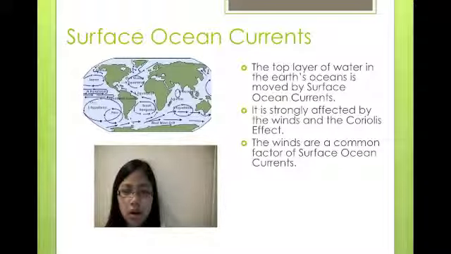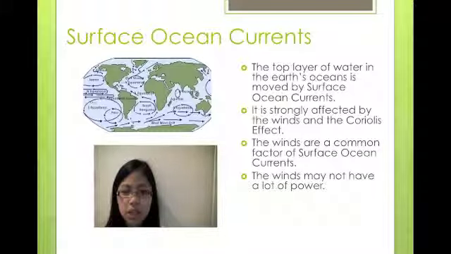The winds are a common factor of surface ocean currents. The winds may not have a lot of power, but they can carry the water through the oceans, causing a buildup and create waves.